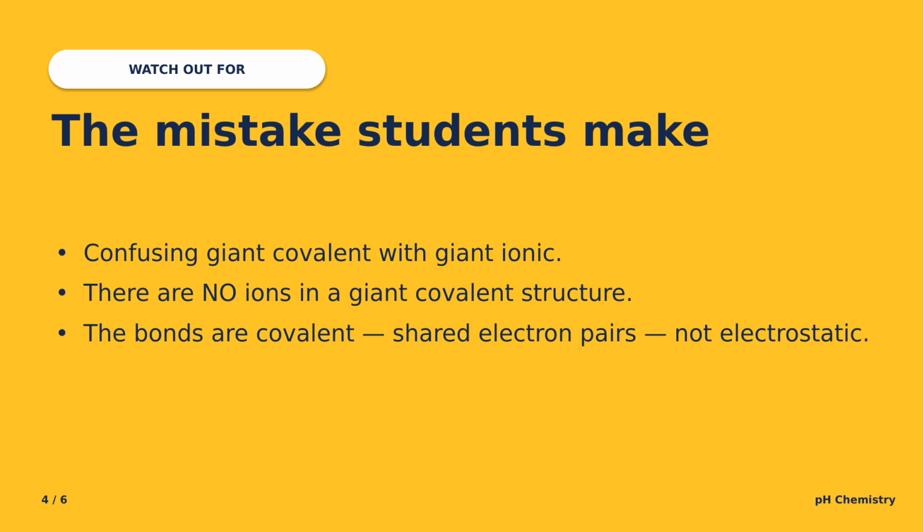Common slip: confusing giant covalent with giant ionic. There are no ions in a giant covalent structure. The bonds are covalent, shared electron pairs, not electrostatic. And there are no separate molecules either. It's one continuous network.